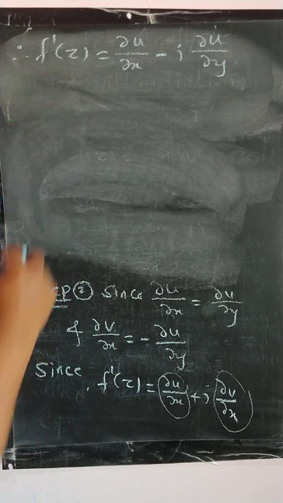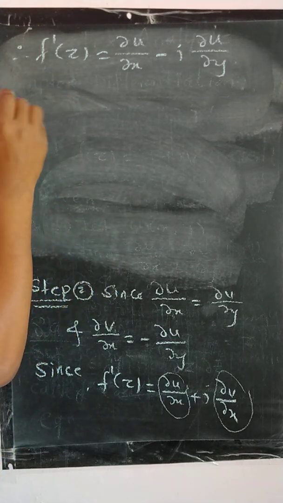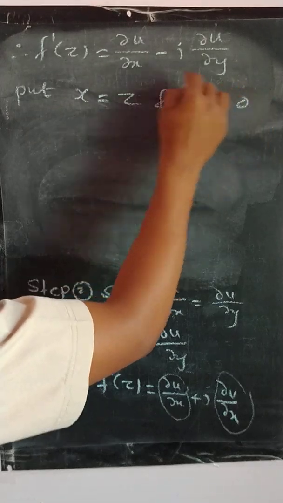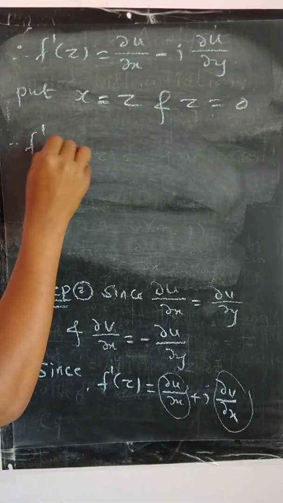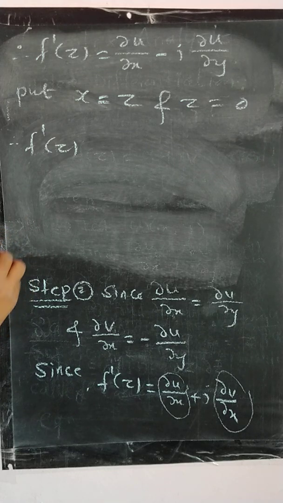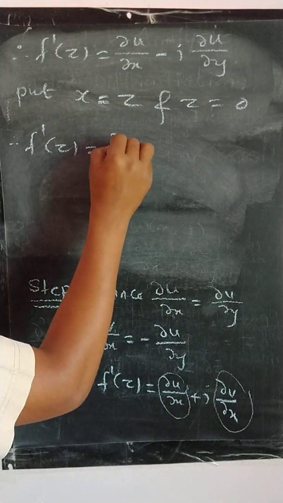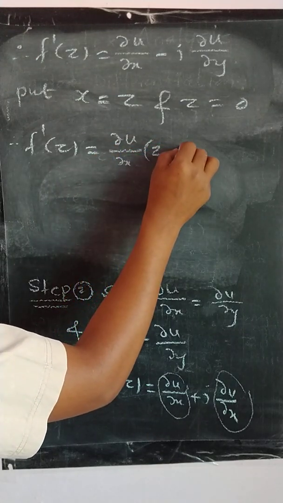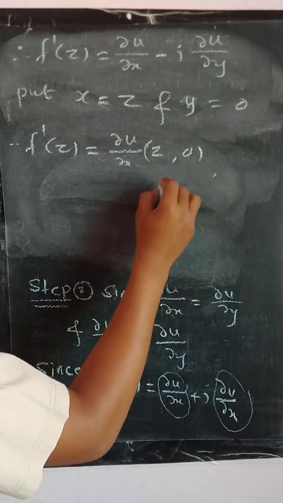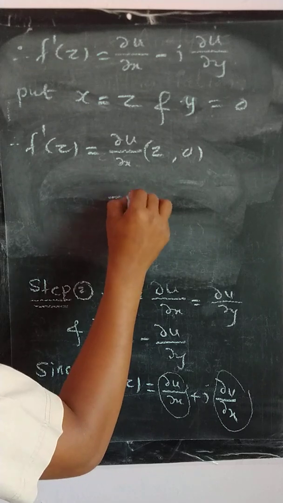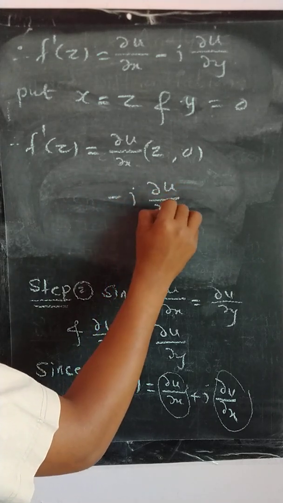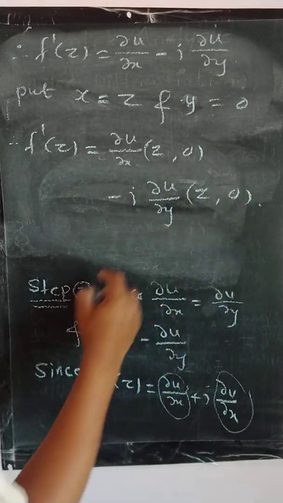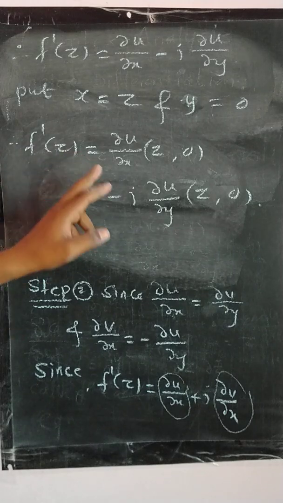This f dash of z will be in the form of x and y. So what we'll do, we put x equal to z and y equal to 0 into this. So we'll get f dash of z, which is the partial derivative of u with respect to x, where x is z and y is 0, minus i times the partial derivative of u with respect to y, where x is z and y is 0. So now here f dash of z will be in terms of z only.